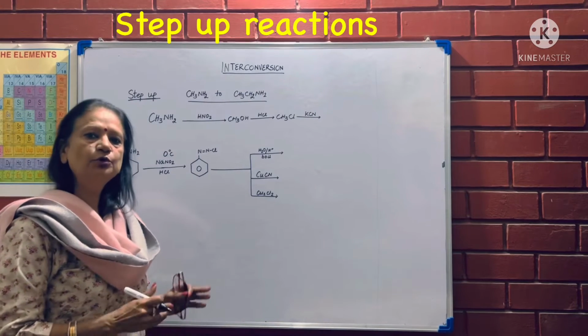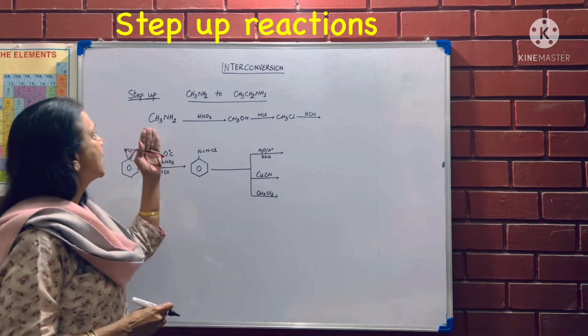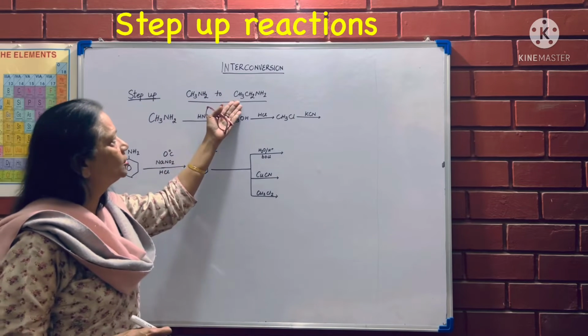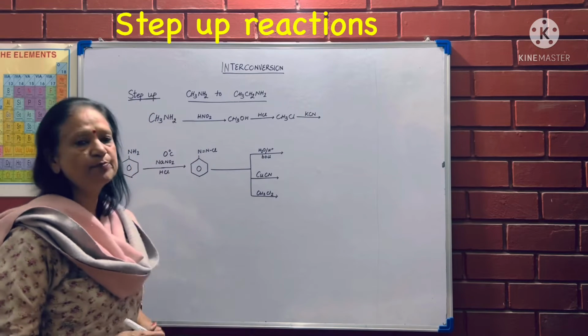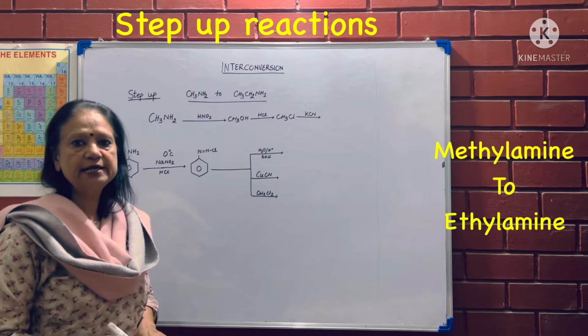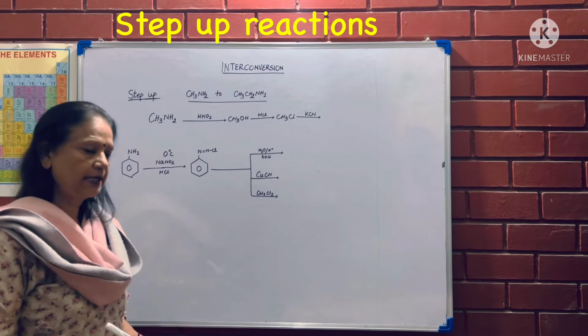Interconversion means I want to convert one compound into another. So it could be I'm changing a compound containing one carbon atom into a compound containing two carbon atoms, which will be known as a step-up reaction. Now for a step-up reaction, we must have an alkyl halide. So there is some way that I reach an alkyl halide.